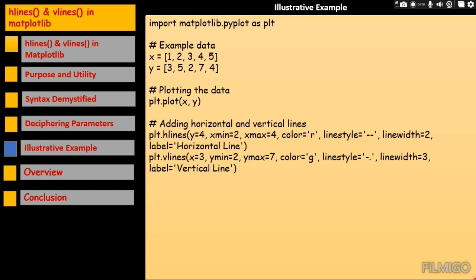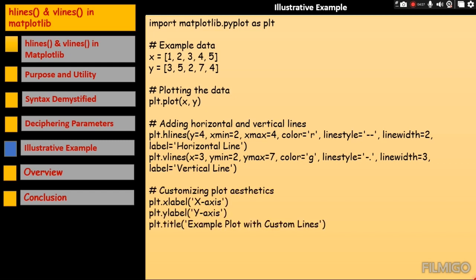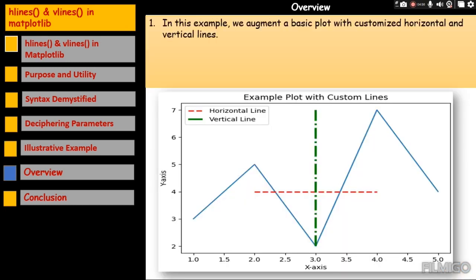Now, customizing plot aesthetics. plt.xlabel, 'x-axis'. plt.ylabel, 'y-axis'. plt.title, 'example plot with custom lines'. plt.legend. And finally displaying the plot. plt.show. This is used to display the plot.